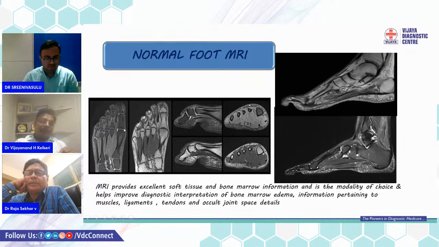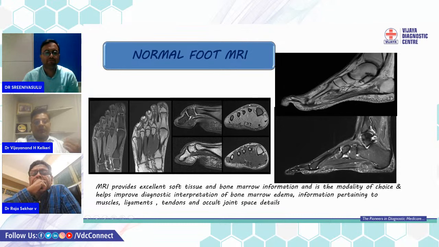You can see this between the first metatarsal and proximal phalanx. You can see these cartilages. The articular cartilages are very, very clear. There are no erosions, no joint effusion, and you can see the margins, the periosteum of these bones. Everything is crystal clear and very crisp. Okay. So basically, how does MRI help? It helps in improving the diagnostic interpretation by looking at the marrow, giving the information of the marrow, and also muscles, ligaments, tendons, and any occult joint space details.